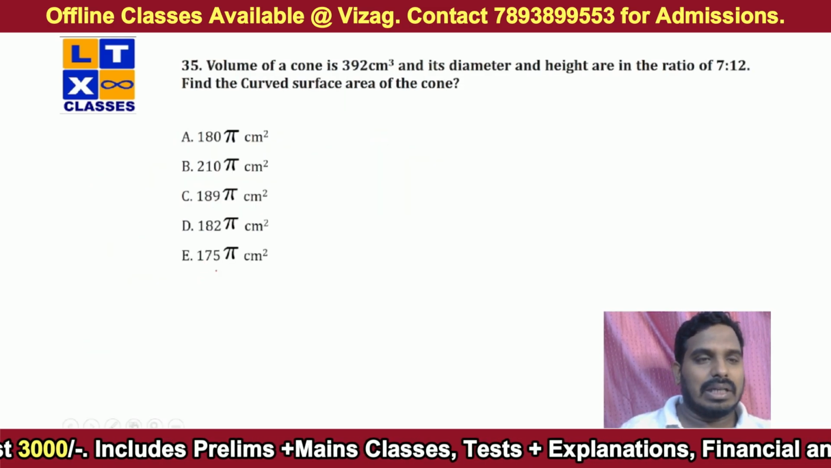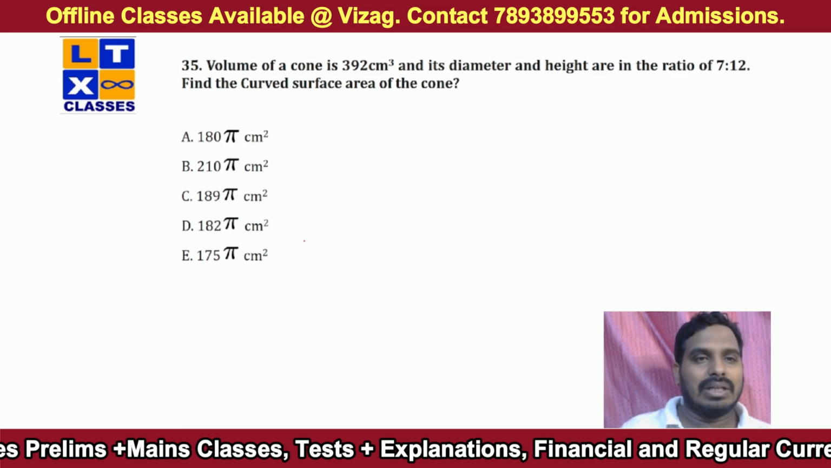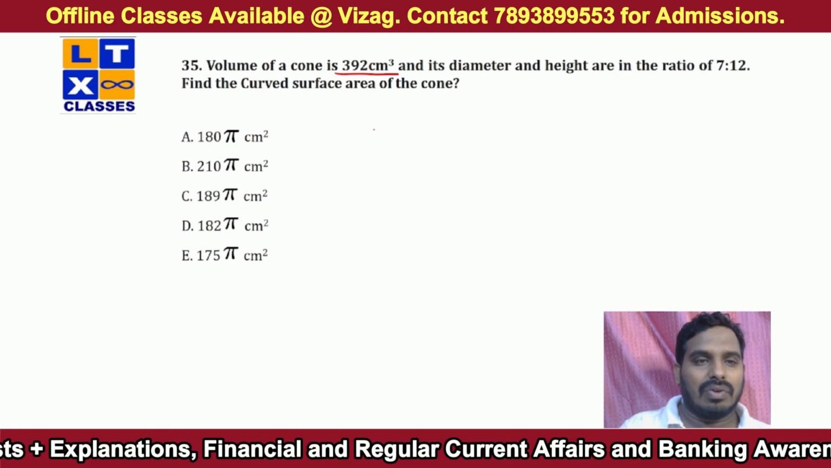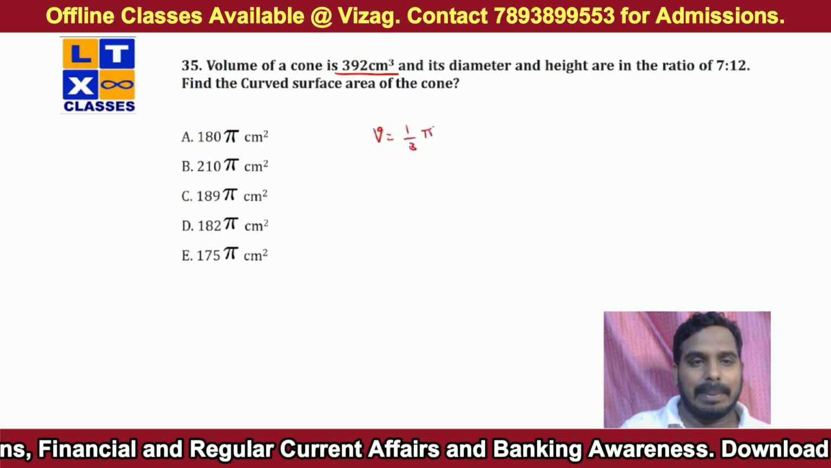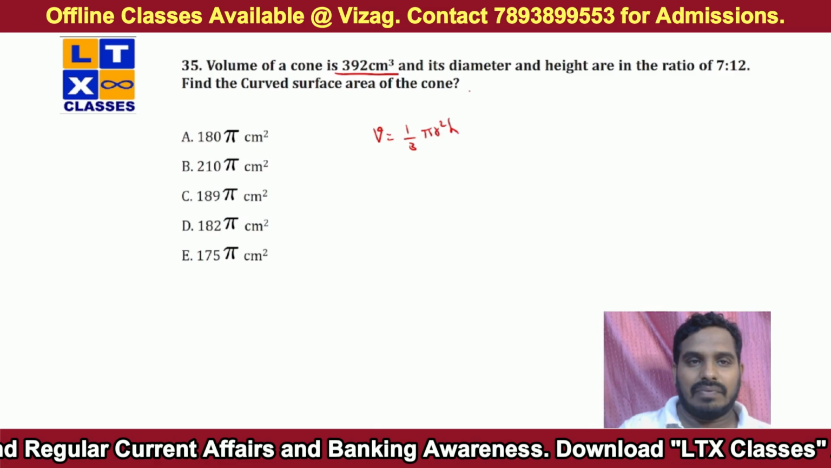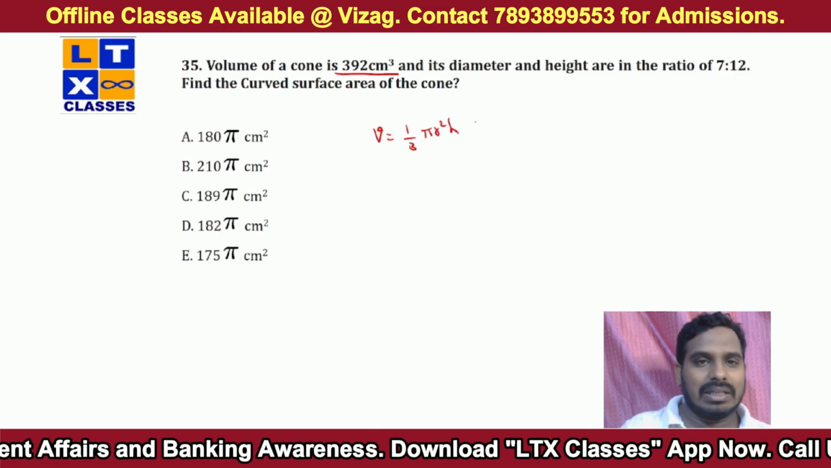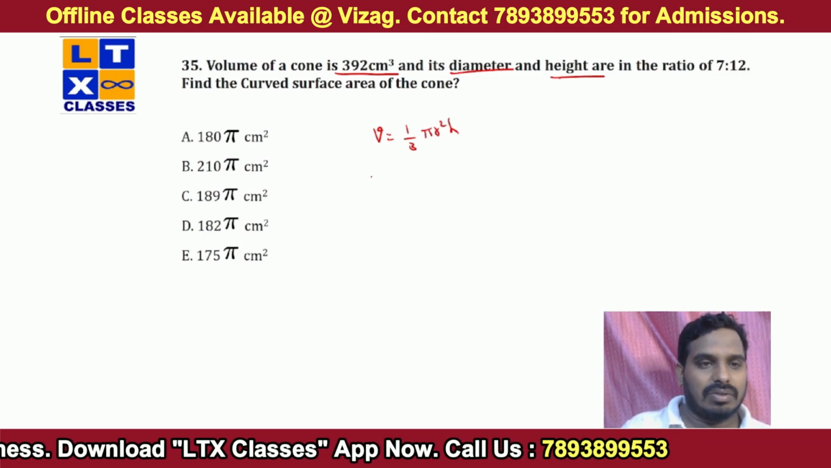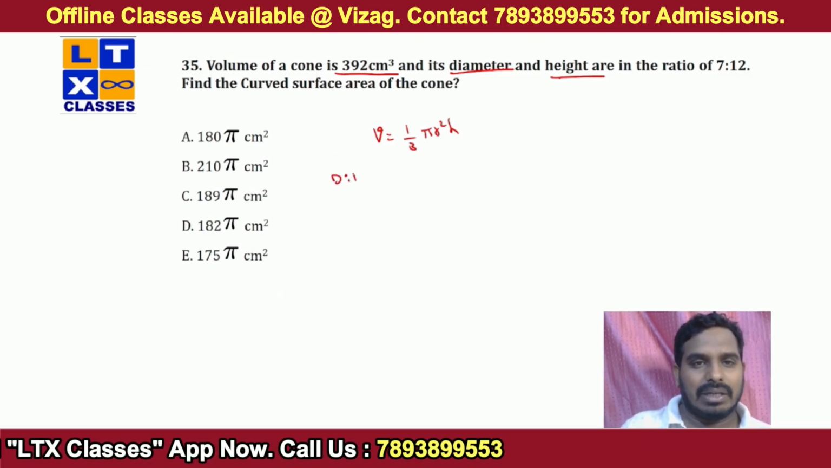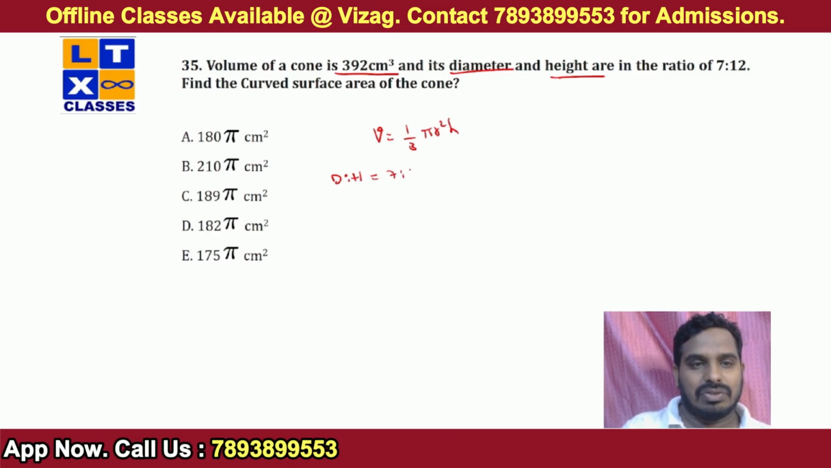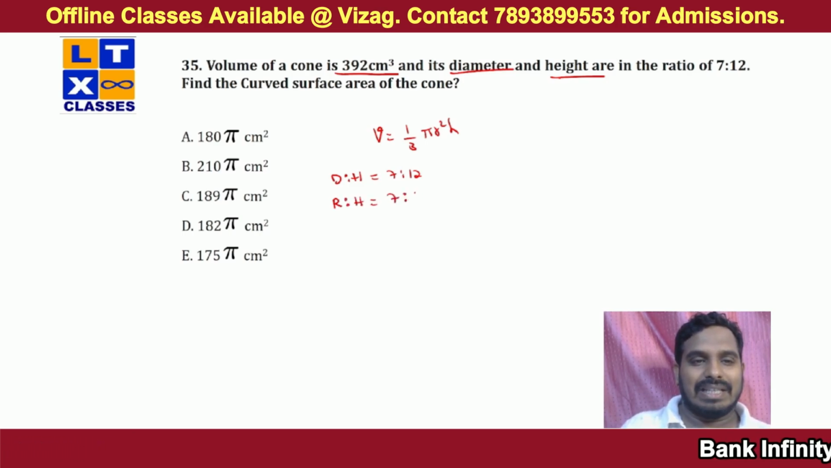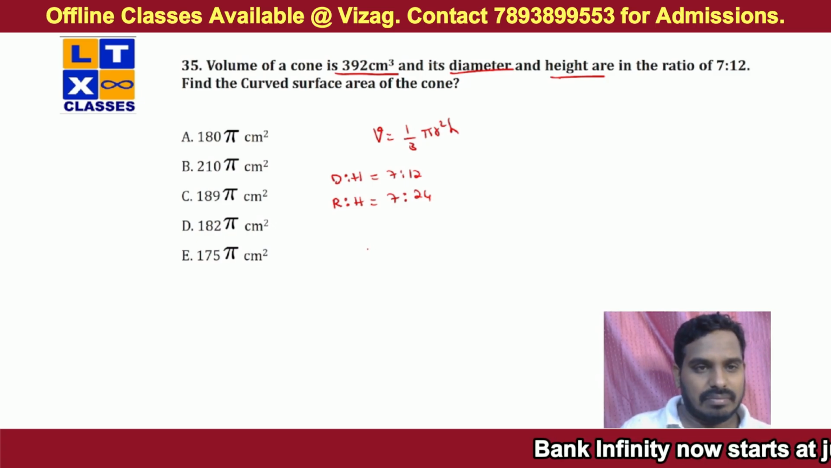Now, the next one. So volume of a cone here is 392 centimeter cube. Okay, what is the formula to calculate the volume here? Volume is 1 by 3 pi r square h. Now, you're given the diameter and height ratio as 7 is to 12. Okay, ratio between diameter and height is 7 is to 12. Now, what I'll simply do is I'll calculate the ratio of radius and height, which will be equal to 7 is to 24, right?